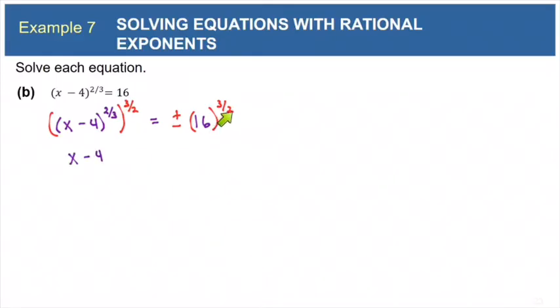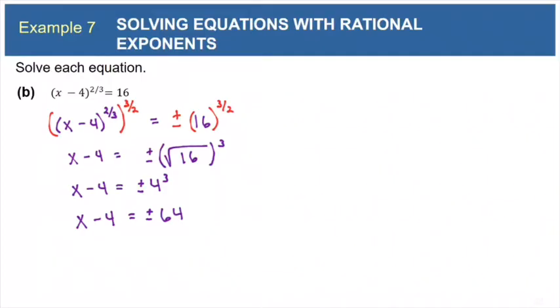Over here on the right, this 2 in the denominator means that we're doing the square root of 16. So I'm going to write this as plus or minus the square root of 16 raised to the 3rd power, because the top of our exponent is 3. Okay, now the square root of 16 is 4, so that's going to give us x minus 4 equals plus or minus 4 to the 3rd power. And now let's go ahead and evaluate that 4 to the 3rd power. We know 4 to the 3rd is 64. So we have x minus 4 equals plus or minus 64.